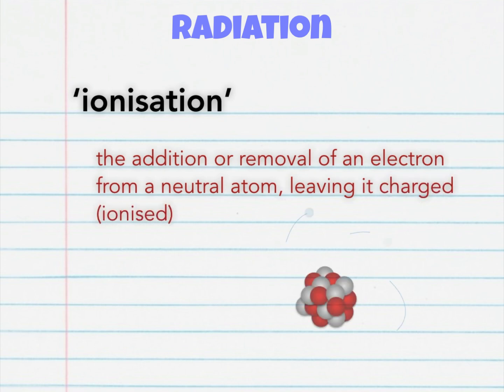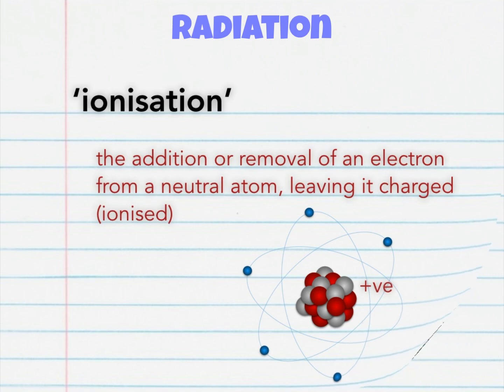The next animation shows how a positively charged alpha particle can remove an electron from a neutral atom. In this case, the atom would then be positively charged. Let's watch. As I said, as the negatively charged electron is removed from the neutral atom, it's then left positively charged, a positive ion. Our next definition is activity.